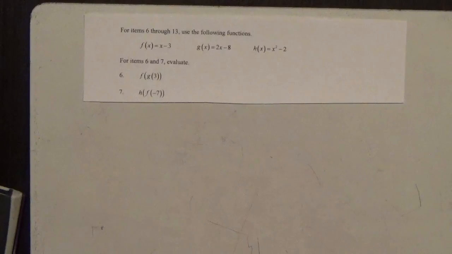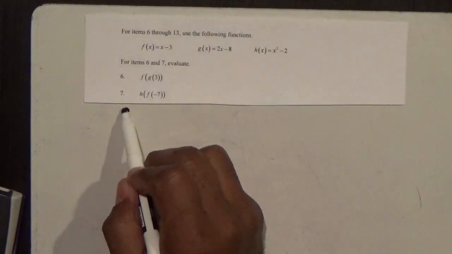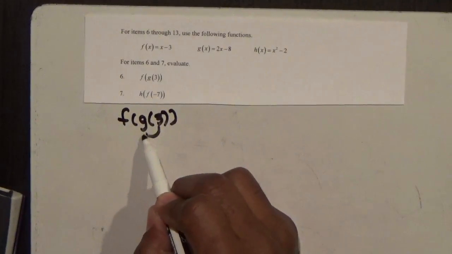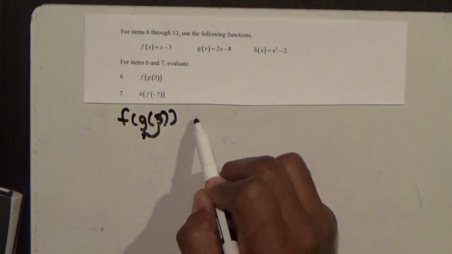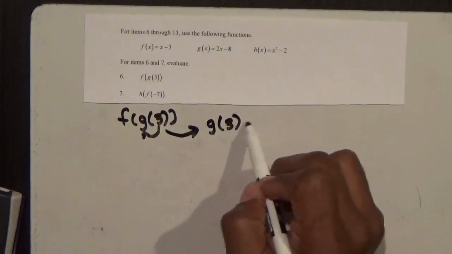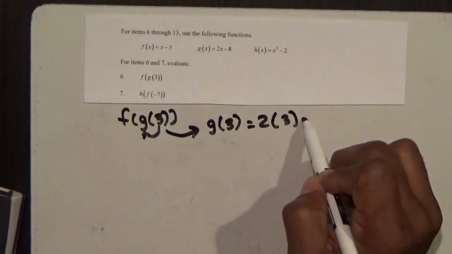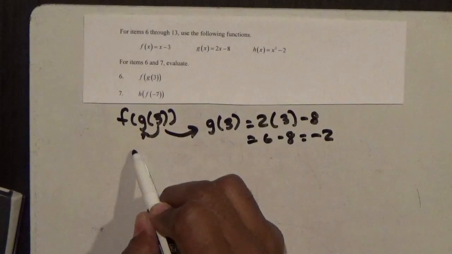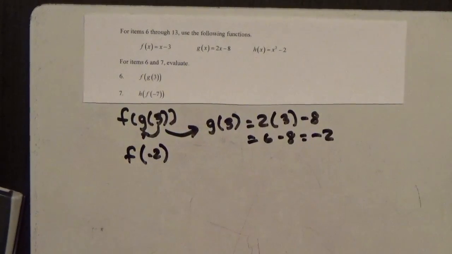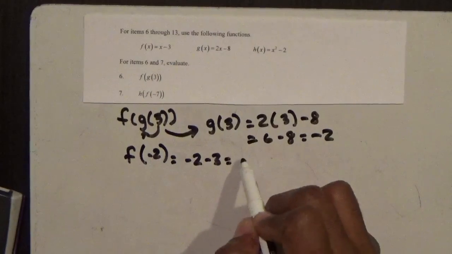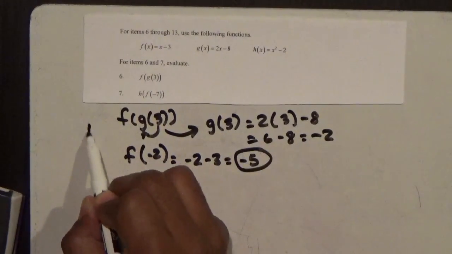Number 6 and 7. It is composition functions. They're asking us to find f of g of 3. The simplest way to do this is to take 3 and plug it into g, get an answer. g of 3 is equal to 2 times 3 minus 8, which is 6 minus 8, which is negative 2. So now I take negative 2 and plug that into the f function, and that's going to give me negative 2 minus 3, which is equal to negative 5. So that's number 6.